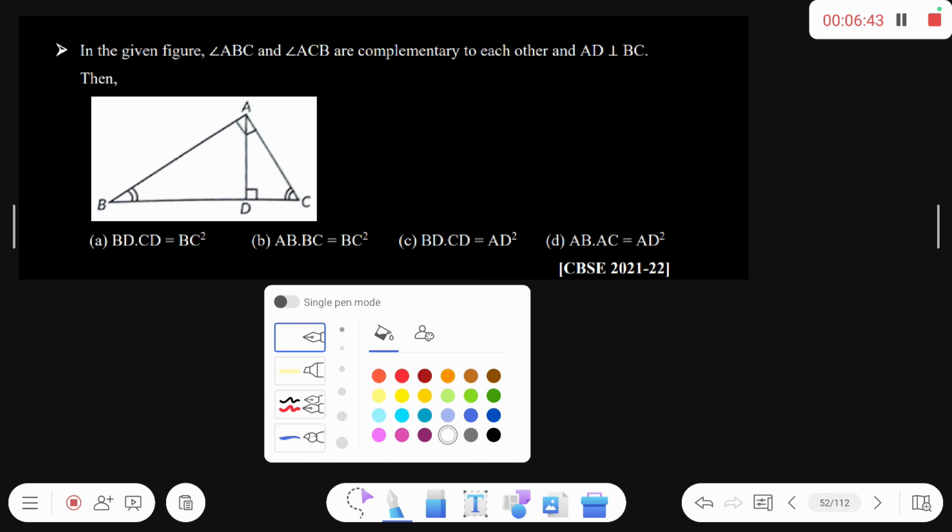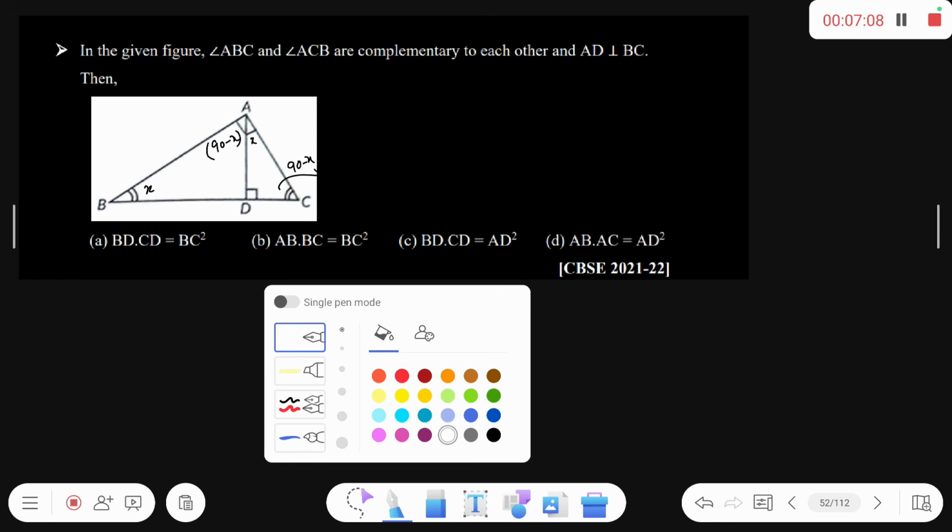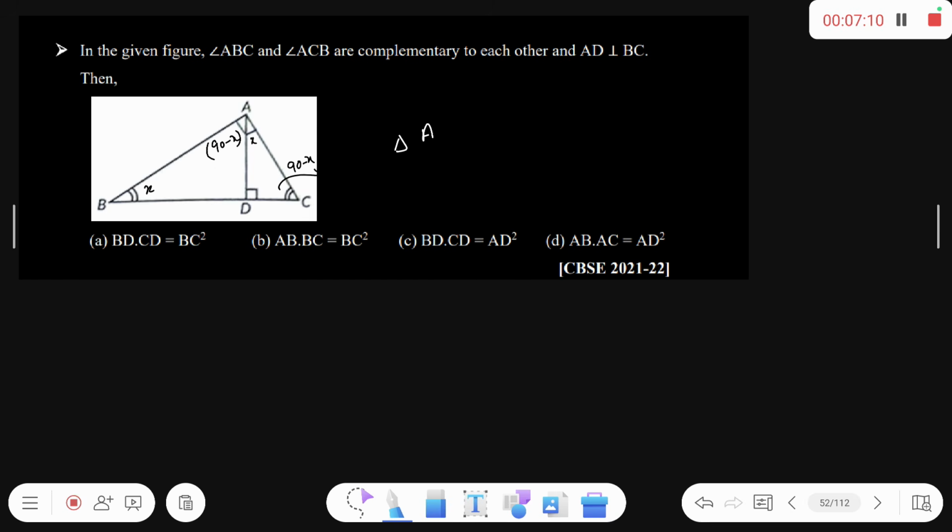Now, if this angle is x, then this is 90 minus x. Now this is D, so this is angle x, and if it is 90, then this is 90 minus x. So from this we can conclude that the triangles which are similar is triangle ABD is similar to triangle CAD.